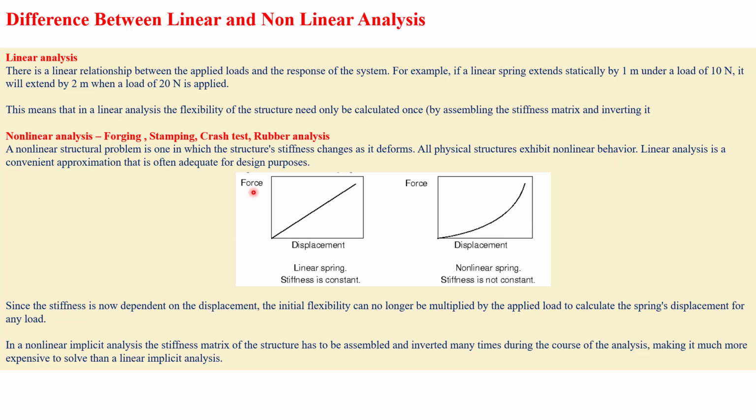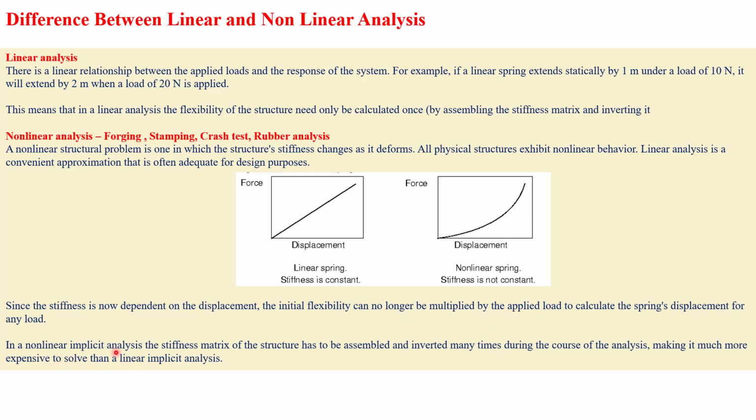Now this is the force versus displacement. As I said, for linear it is proportional. When it comes to non-linear, it will change. The stiffness will change. So in non-linear analysis, stiffness is dependent upon the displacement. And if the displacement happens, the cross-sectional area and Poisson's ratio also change, and then the stiffness will also change. And you could see what is written here: the initial flexibility can no longer be multiplied by the applied load to calculate the spring displacement for any load. That is obvious. Every time it changes.